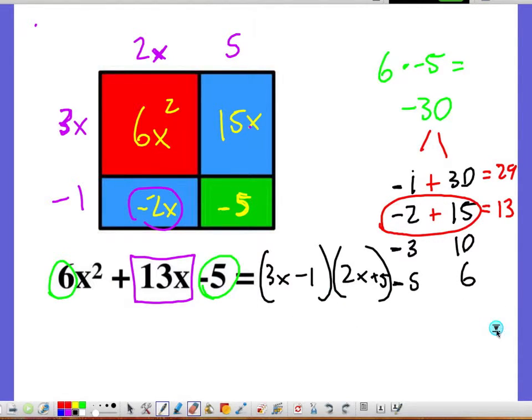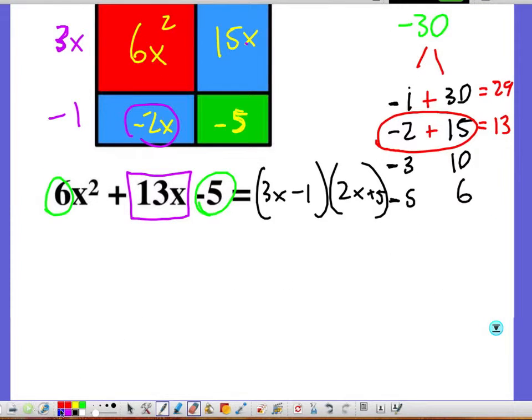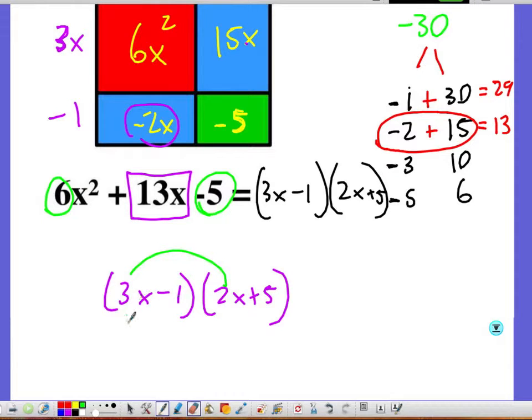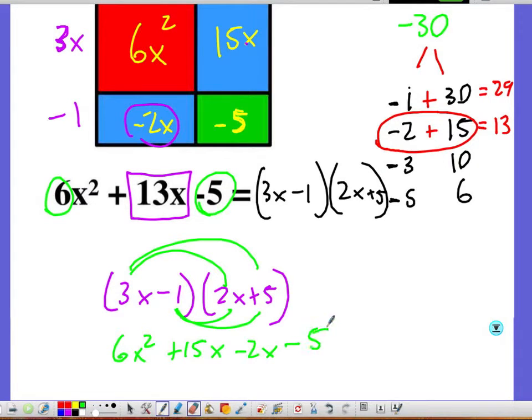Let's go ahead and verify this. How do we know this is correct? Let's use distribution, 3x minus 1 times 2x plus 5. First thing you want to do is multiply the 3x times 2x. That gives me 6x squared. 3x times 5 gives me 15x. Negative 1 times 2x is negative 2x, and negative 1 times 5 is minus 5.